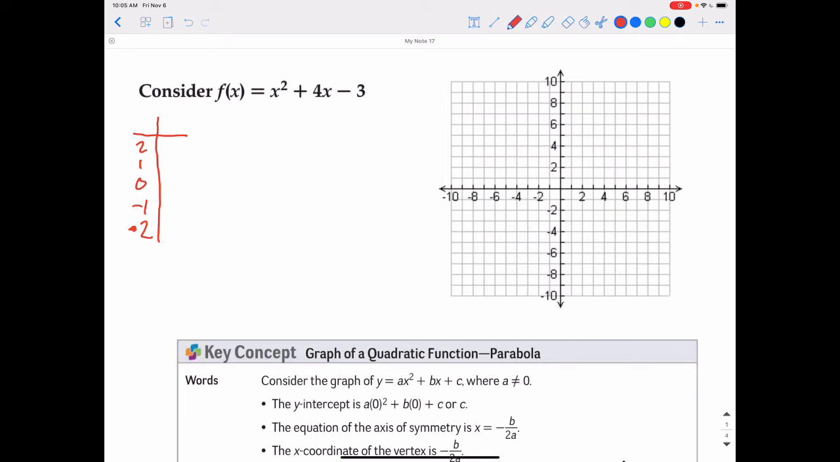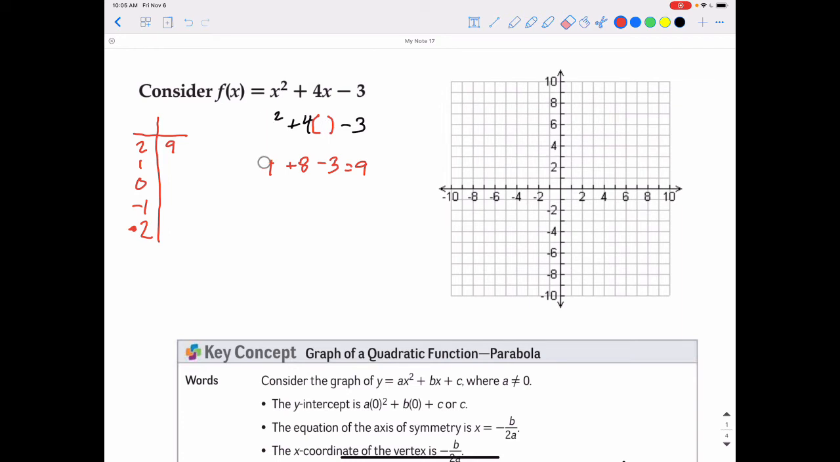So what that means is we would have 2 squared plus 4 times 2, and then minus 3. So 2 squared is 4. 4 times 2 is 8. And minus 3, 4 plus 8 minus 3 is 9. So the first point would be located at 2, 9. And then we do the rest of them.